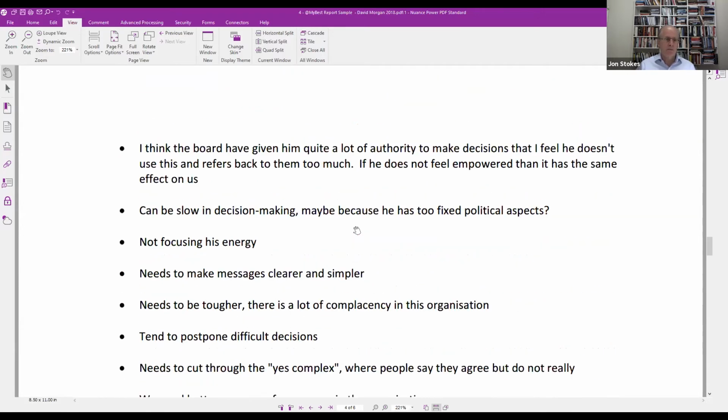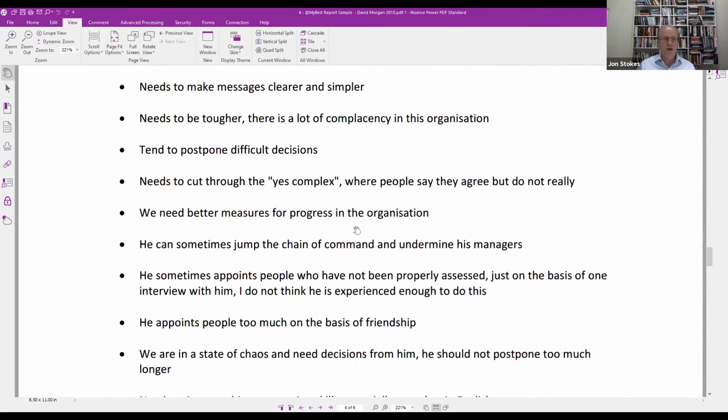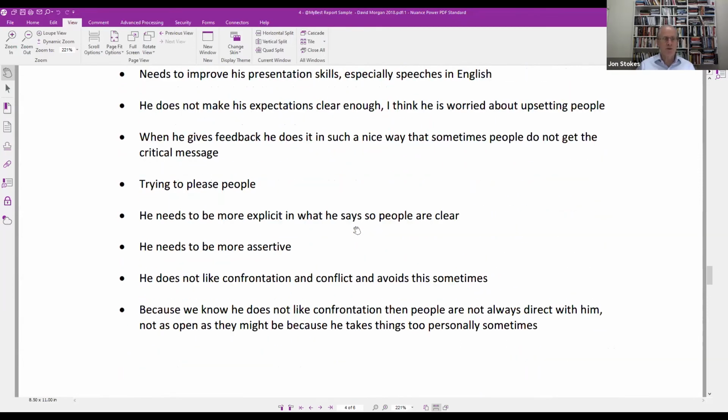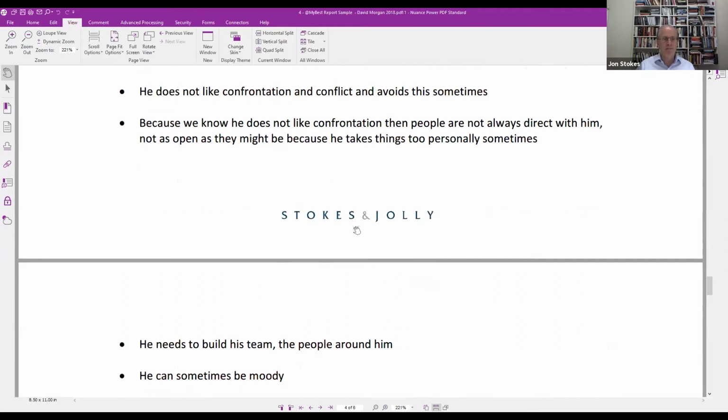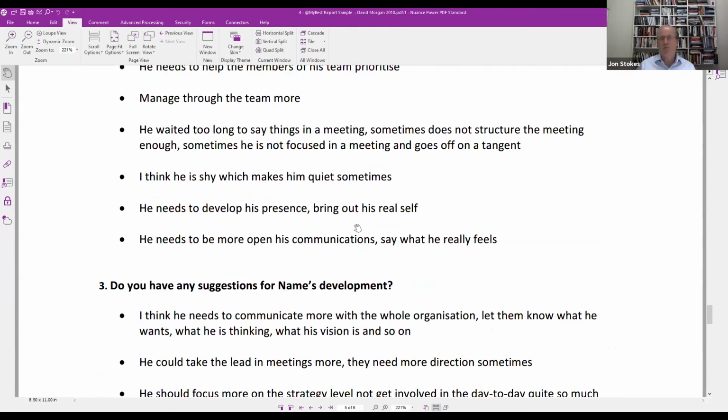So, a list here of various things. You can read them briefly as I scroll through it. You get the idea of things that this person could get better at. Usually a longer list, as you can see here. Again, probably about 8 to 10 people I was asking.